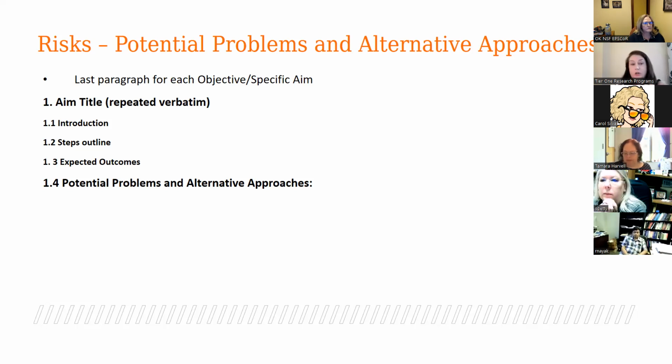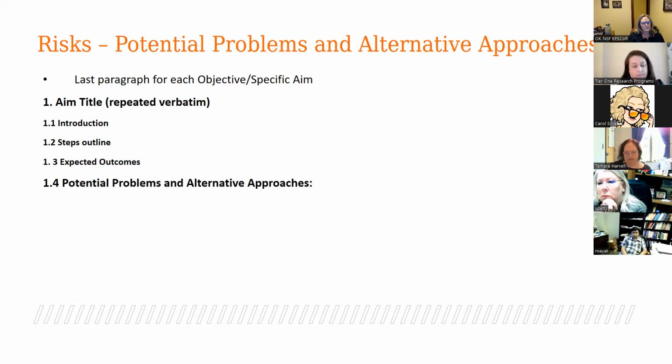So here I'm just showing you where generally the best place to include it is. When you get to your approach or methodology section, first you're going to have your aim or your objective, and you're going to repeat that verbatim from what you did in the overview section. Then you'll have a short introduction. Then you're going to outline the various steps to achieve that aim. Then you're going to do your expected outcomes. And then the final paragraph of that will be the potential problems and alternative approaches.